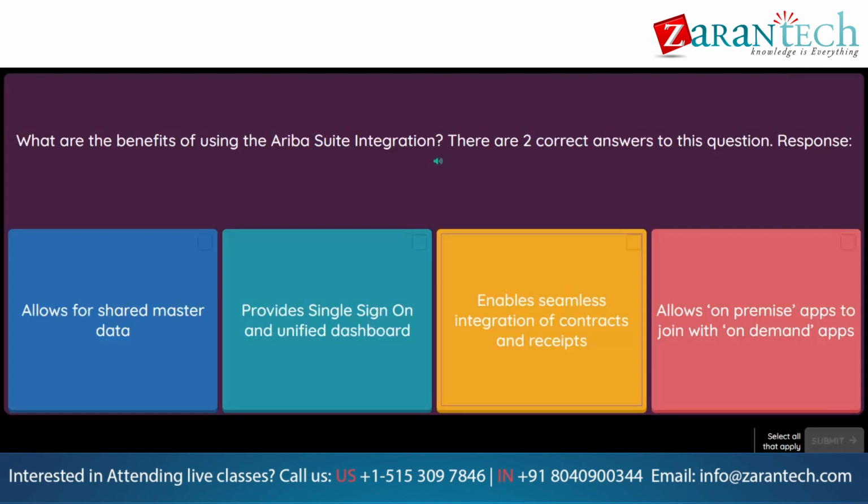Option 3, enables seamless integration of contracts and receipts. Option 4, allows on-premise apps to join with on-demand apps.